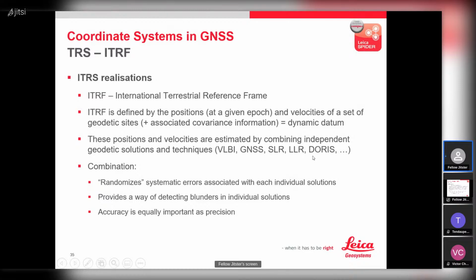DORIS was a predecessor of GNSS. All these space techniques are used in combination because each of them has some kind of internal errors, or, I would say, systematic biases. So in order to randomize the systematic errors of these techniques, we use all of them, or not we, the International Earth Rotation Service together with IGS. And the solution they get is more or less as accurate as possible for the given time.